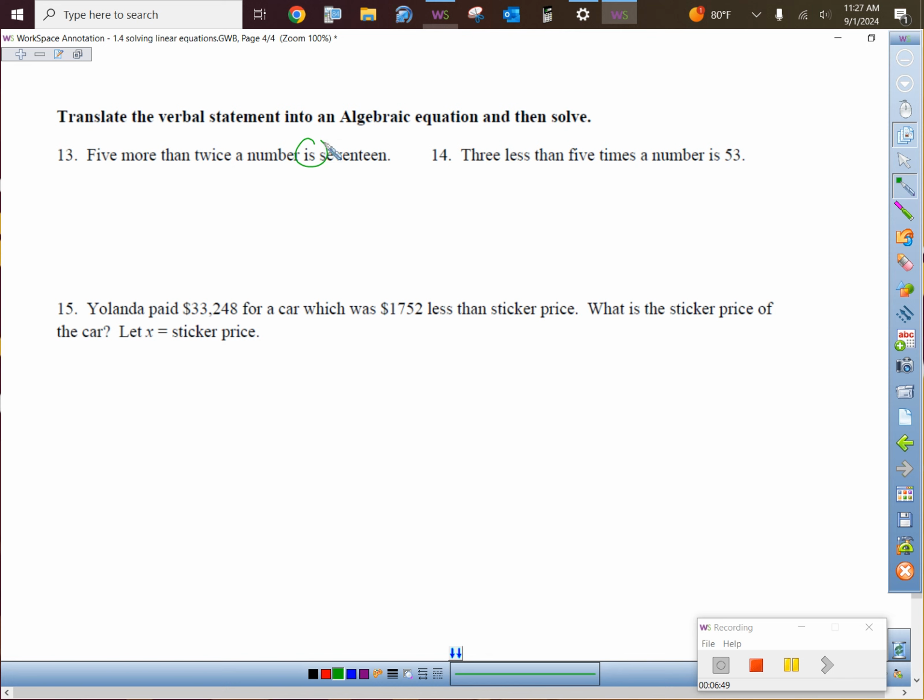I always say if it's on paper, circle the word "is," because anything that comes before the word "is" will be on the left side of the equal sign. Anything that comes after the word "is" will be on the right side of the equal sign. So now let's just go and translate.